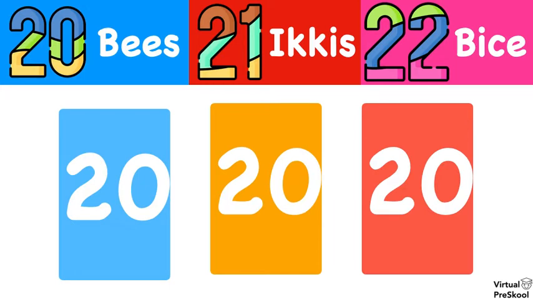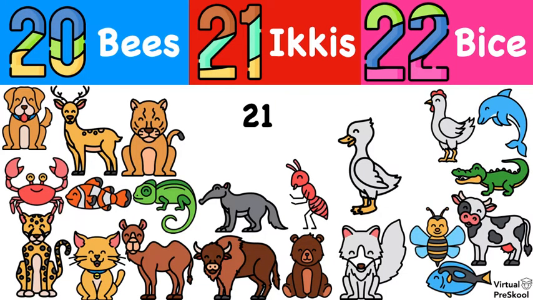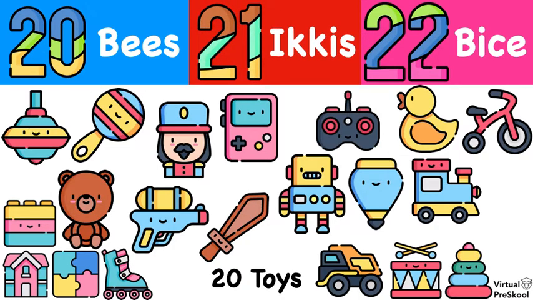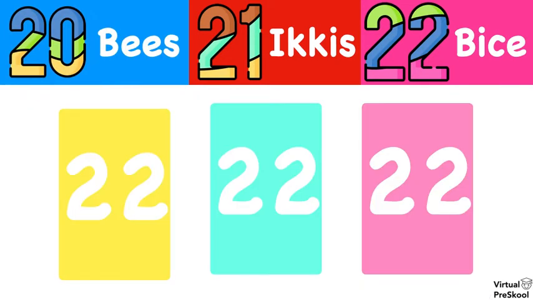20, 21, or 22? 20. There are 21 animals. What's 21 in Hindi? 20, 21, or 22? 21. There are 20 toys. How do we say 20 in Hindi? 20, 21, or 22? 20. What's 22 in Hindi again? 20, 21, or 22? 22.